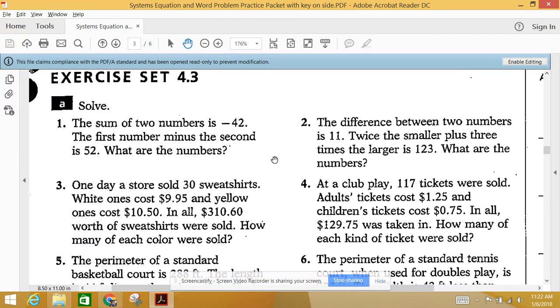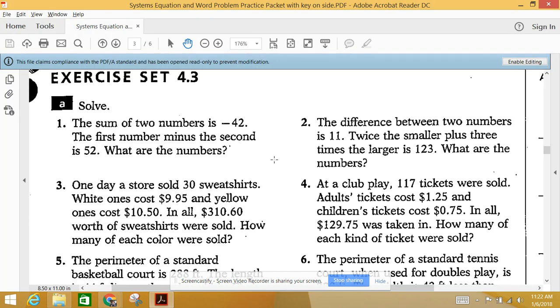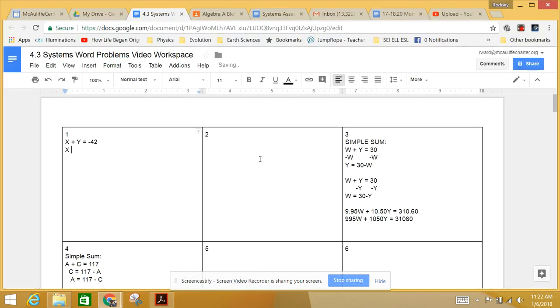Okay, if you're back from the pausing, I'll set them up. So the sum of the numbers is negative 42. So x plus y equals negative 42. And then if we decide x is the larger number, or the first number, we can say first number, x minus y equals 52. And then we can solve it. We can add them together, we can subtract to get rid of y, or we can subtract them and get rid of x. I'll let you work that out.